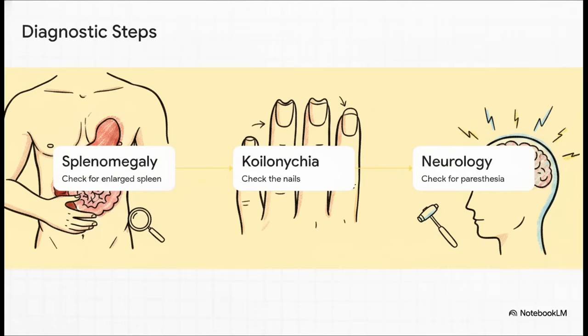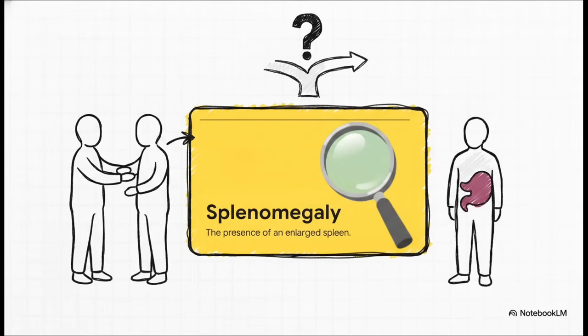Let's break down exactly how this first step sets the whole algorithm into motion. Our very first fork in the road starts right at the abdomen.